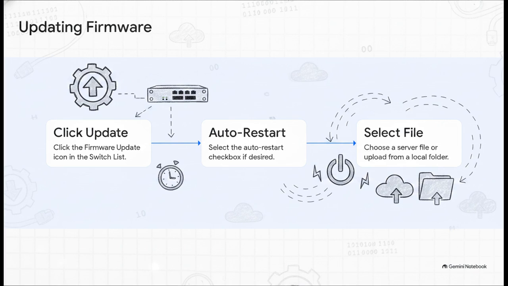Let's look at how this bakes efficiency right into your daily routine, like updating firmware, for example. SCC rescues us from dealing with those clunky command line interfaces for routine updates. For supported switches, it is literally a three-step process. First, click the firmware update icon. Second, hit the auto restart checkbox if you want it to reboot on its own. And third, just choose an existing firmware file on your server or grab one right from a local folder. Bam! Done. It's really that streamlined.